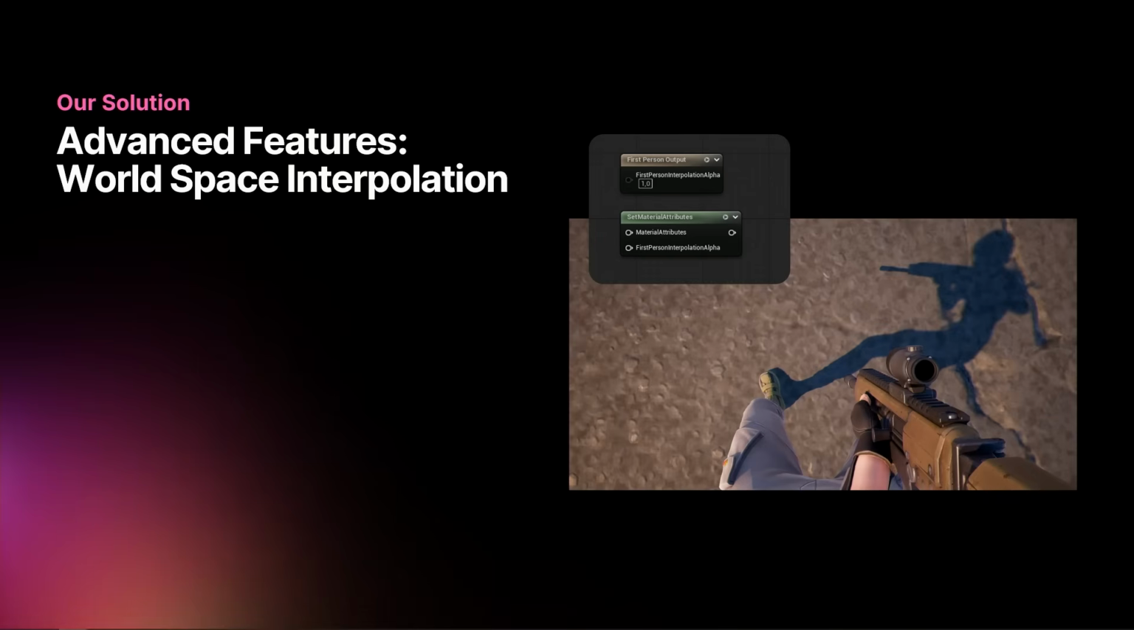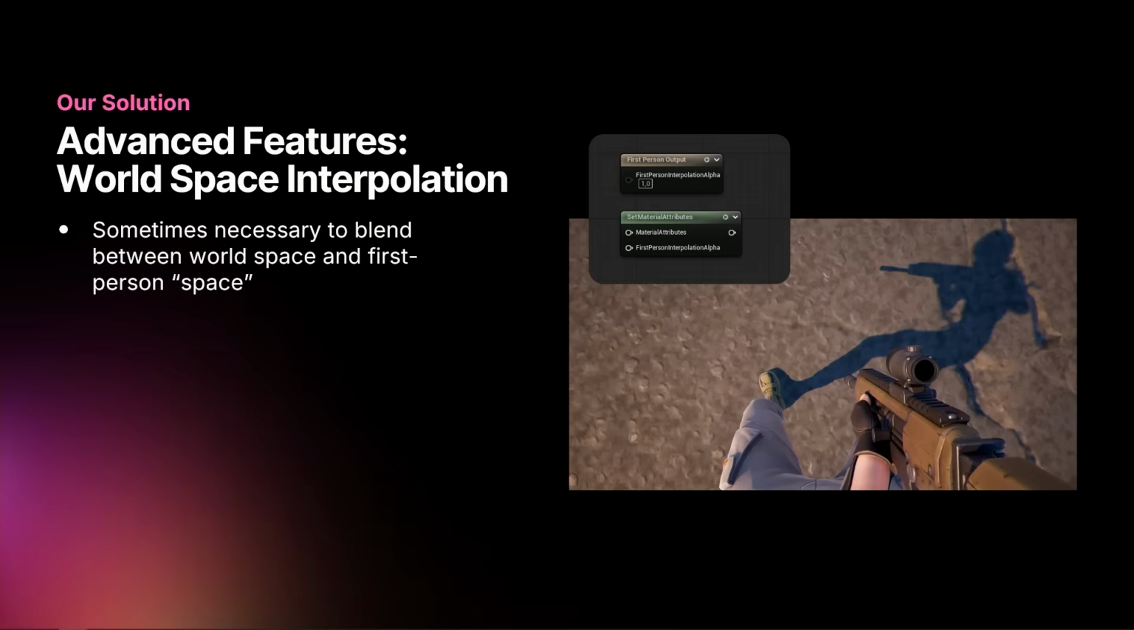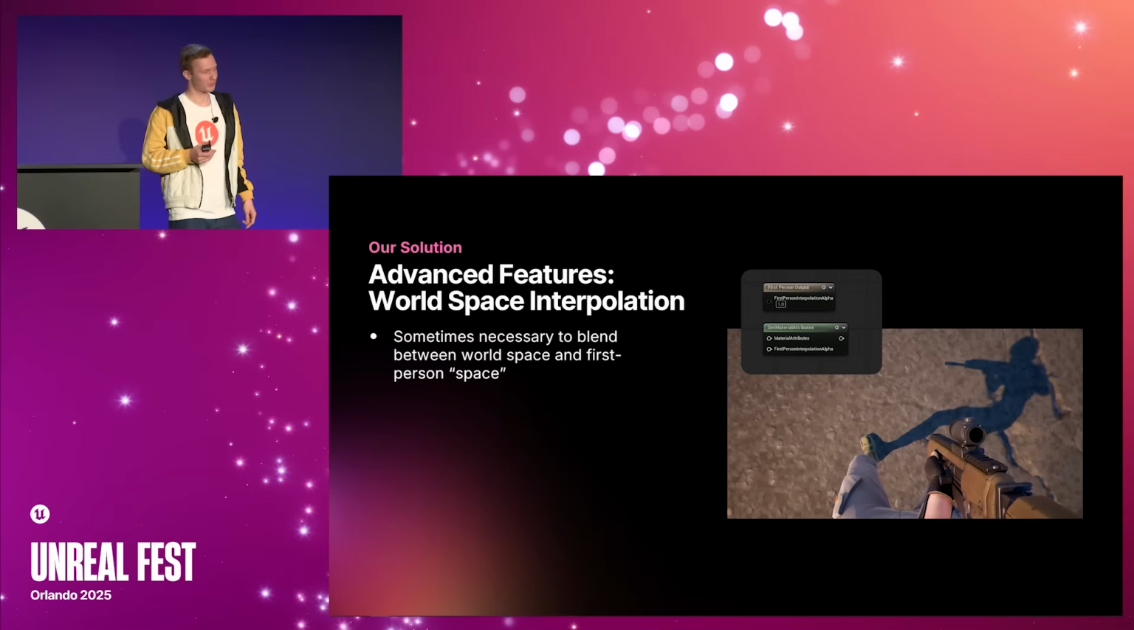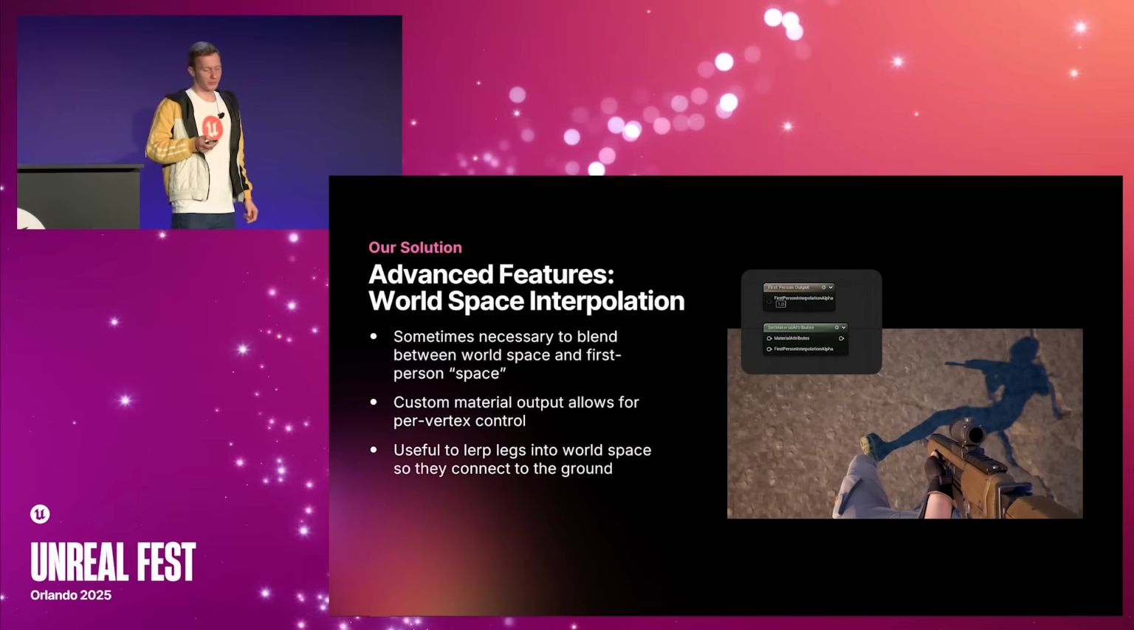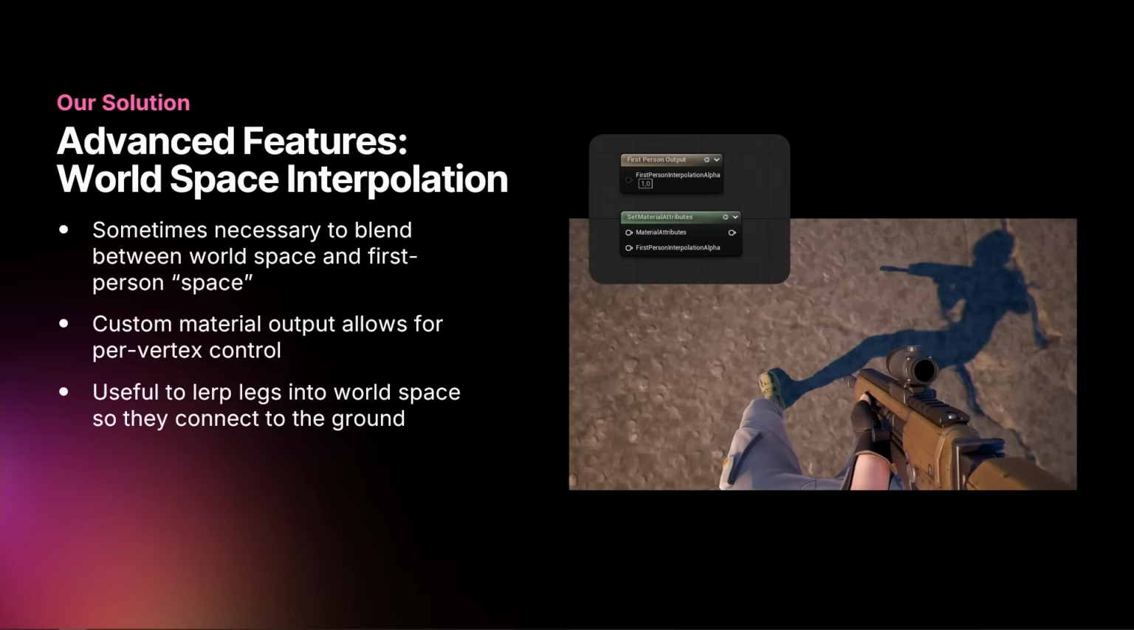Okay, so let's get into the advanced features of our solution. This one I call world space interpolation. Sometimes it is necessary to blend between world space and first person space. I put the space in quotation marks here, as it's not really a space. It's still world space, but we move things around a little bit. You can think of it like applying world position offset, but don't think on it too hard. The way you control it is with a custom material output, and that gives you control on a per vertex frequency. And this is particularly useful to interpolate the legs between world space and first person space.